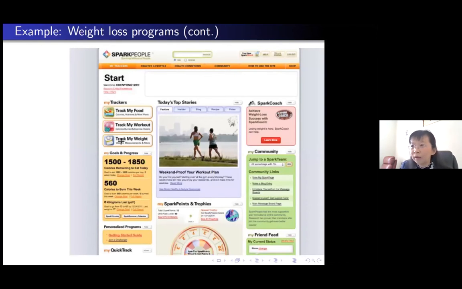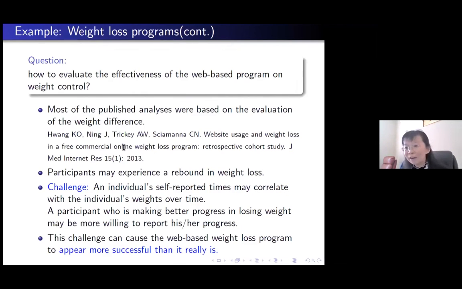Members can selectively report their weights at each of their logins. For the evaluation of such programs, most analyses, including our early work, were based on the weight difference. For example, the difference in a participant's weight when entering the study compared to that when leaving the study. Inevitably, ignoring the information of weight in the middle of the study will result in misleading interpretations.